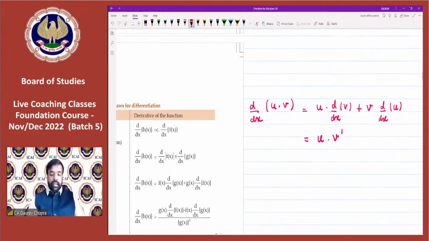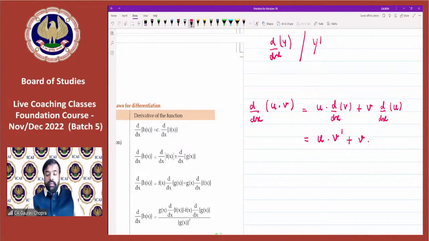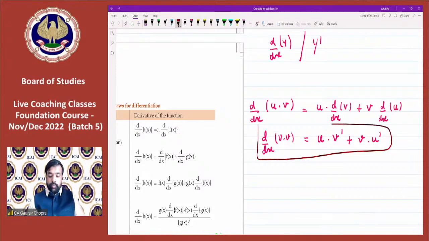Let's say if we write here d by dx of y, it means differentiation of y with respect to x. Alternatively, we can also write y dash. It also means differentiation of y. So we can write u multiplied by v dash plus v multiplied by u dash. This is the formula for the derivative of u into v. So whenever these two functions are getting multiplied, we can use this formula.